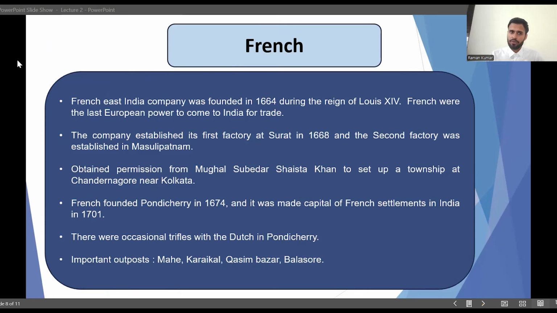Now let us come to the French. The French East India Company was established in 1664 during the reign of Louis XIV. The French were basically the last to come to India. The reasons were domestic, their internal politics. We will come to that in the next lecture. Right now we have to remember another fact.